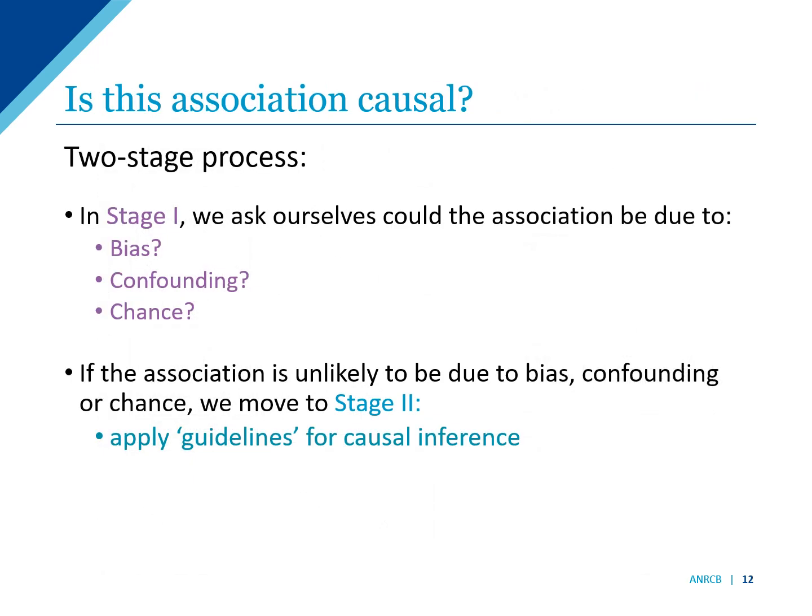Once we determine that an exposure is associated with a health outcome, evaluating whether an association reflects a causal relationship happens in 2 stages. In stage 1, we ask ourselves whether the association can be due to bias, confounding, or chance, rather than to the exposure-disease relationship we've measured. If we find that the association is unlikely to be due to bias, confounding, or chance, we move to stage 2, in which we apply guidelines for causal inference.